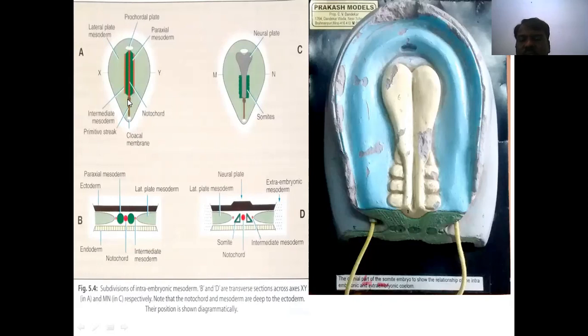Further, the notochord forms the nucleus pulposus of the intervertebral disc. The remnant of the notochord is the nucleus pulposus. This may be a viva question: what is the remnant of the notochord? It is the nucleus pulposus. After formation of this notochord, on either side we can identify the mesoderm division: the paraxial mesoderm, next on the lateral side the lateral plate mesoderm, and between the paraxial and lateral plate mesoderm, the intermediate mesoderm.